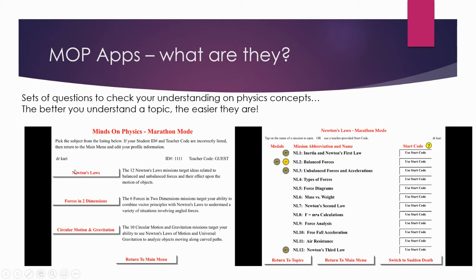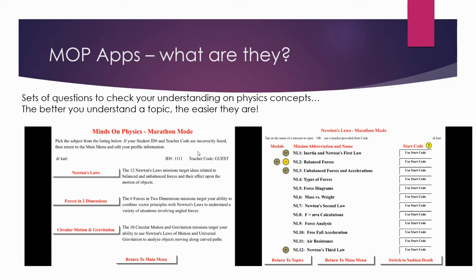On this screen, I show you that there are a couple of different sections that you can work on, and I'm going to have you work on a number of these throughout the semester. Some things we'll skip, some things we'll do, and the order may not be exactly in numerical order as they're listed on the table of contents screen. These are essentially sets of questions to check your understanding of concepts in physics. The better you understand a topic, the easier they are. The more you struggle with answering the questions, it shows that you maybe don't understand a certain topic as much as you think you do.